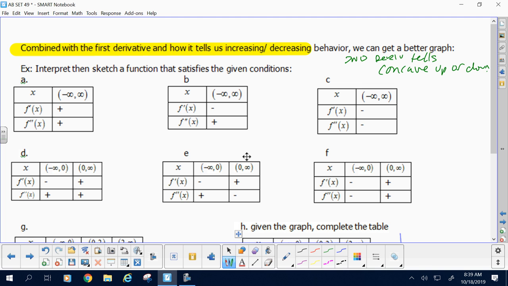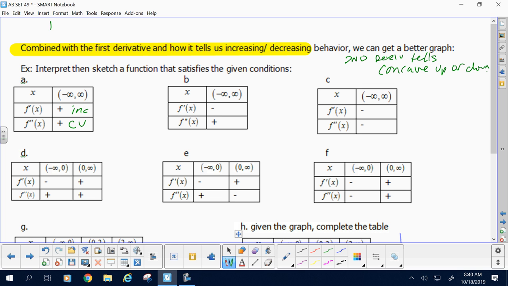So in part A, I give you some information. I say for all x, the graph has a positive first derivative. If the derivative is positive, what does that imply about the graph of f? It's increasing. Remember, the first derivative tells us if it's increasing or decreasing. The second derivative tells us if it's concave up or down. It says the second derivative is positive, so it's concave up. Based on that, I want you to sketch what the graph could look like. What would it look like to be increasing and concave up?